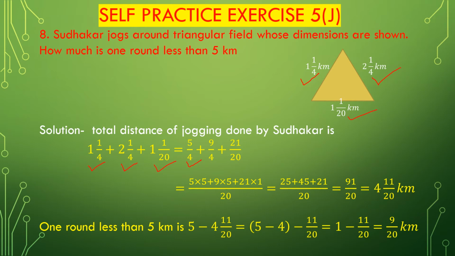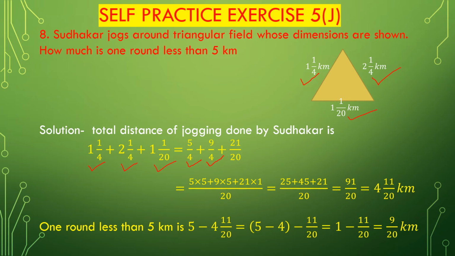Now convert this mixed fraction 2 1/4 into an improper fraction. Just multiply the denominator 4 with whole 2, then add the product with numerator 1. 4 multiplied with 2 is 8, 8 plus 1 is 9, 9 divided by denominator 4. 9/4 is the improper fraction of the mixed fraction 2 1/4.